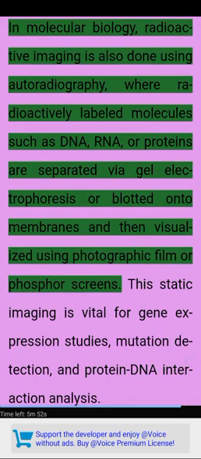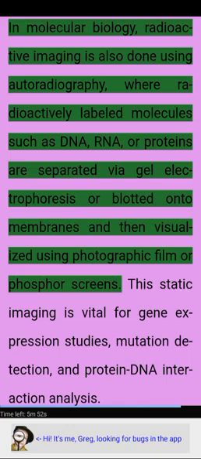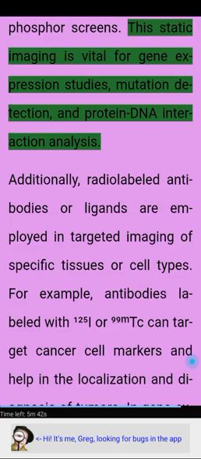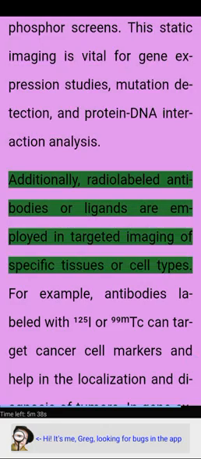In molecular biology, radioactive imaging is also done using autoradiography, where radioactively labeled molecules such as DNA, RNA, or proteins are separated via gel electrophoresis or blotted onto membranes and then visualized using photographic film or phosphor screens. This static imaging is vital for gene expression studies, mutation detection, and protein-DNA interaction analysis. Additionally, radiolabeled antibodies or ligands are employed in targeted imaging of specific tissues or cell types.